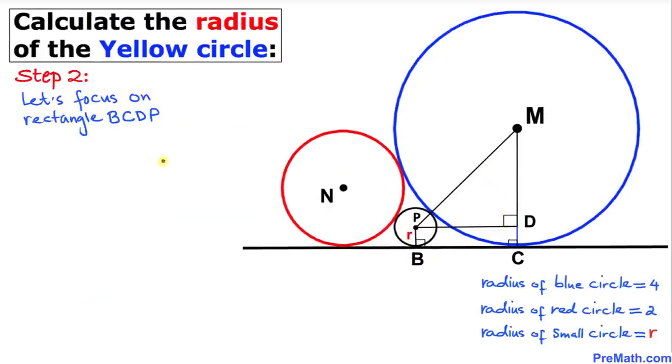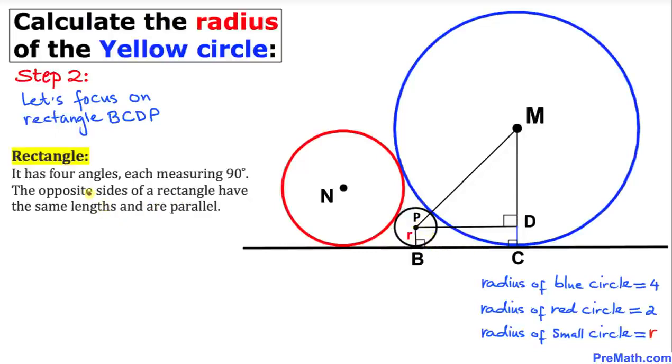Now let's focus on this rectangle BCDP. And here's the definition of rectangle. It has four angles, each measuring 90 degrees. The opposite sides are the same and parallel. That means if this side is R, this side is going to be R as well. And these sides are also equal in length.